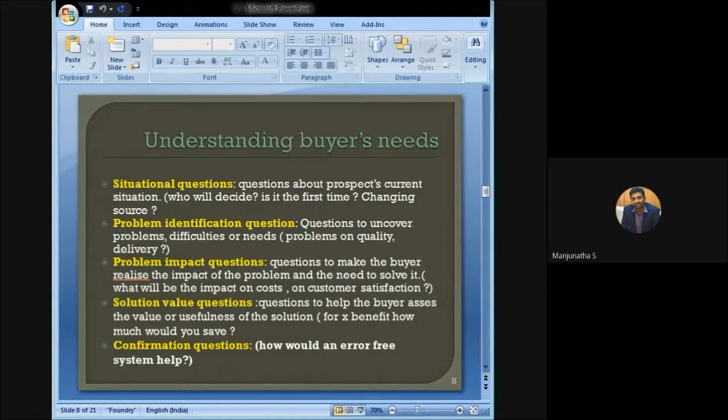Then we can ask solution value questions. These questions help buyers assess the value and usefulness of the solutions. For example, how much would be saved, and how much money they can save if they purchase this product. Then we can also ask confirmation questions of the customers to understand their needs. Then how error-free systems can help, and how we can make systems without making any mistakes, how we can reach the customers. All this we can find out in understanding the needs.